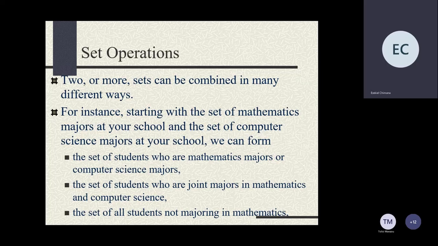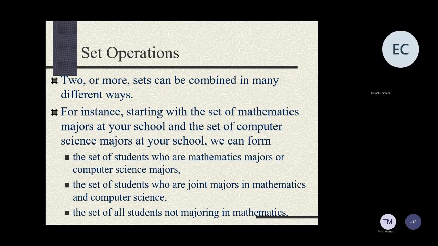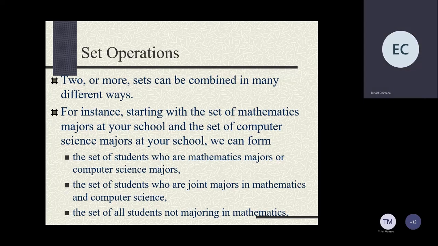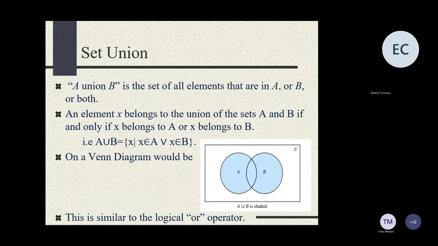On set operations, two or more sets can be combined in many different ways. For instance, starting with the set of mathematics majors at your school and the set of computer science majors at your school, we can form the set of students who are mathematics majors or computer science majors, the set of students who are joint majors in mathematics and computer science, and the set of all students not majoring in mathematics. So you can actually combine sets in different ways.